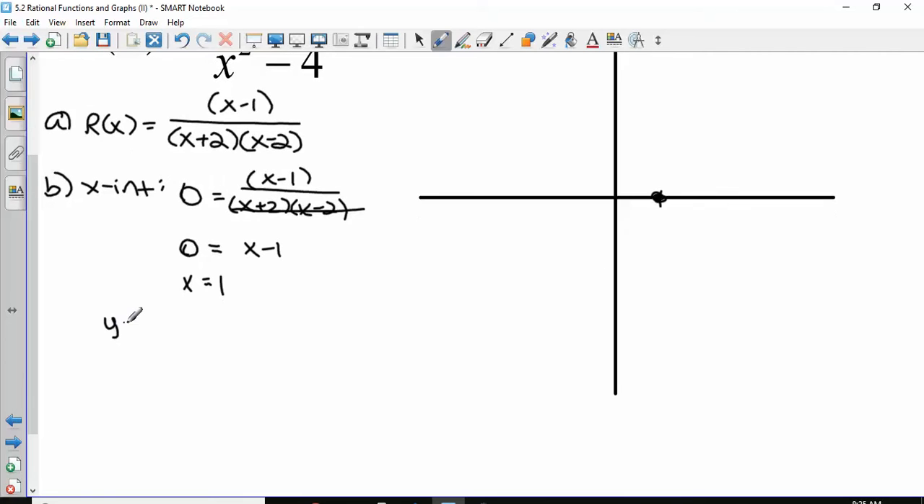Y-intercept, you plug in a 0 for all of your x's. So 0 minus 1 is negative 1. 0 plus 2 is 2. 0 minus 2 is negative 2. So I get a positive 1/4.